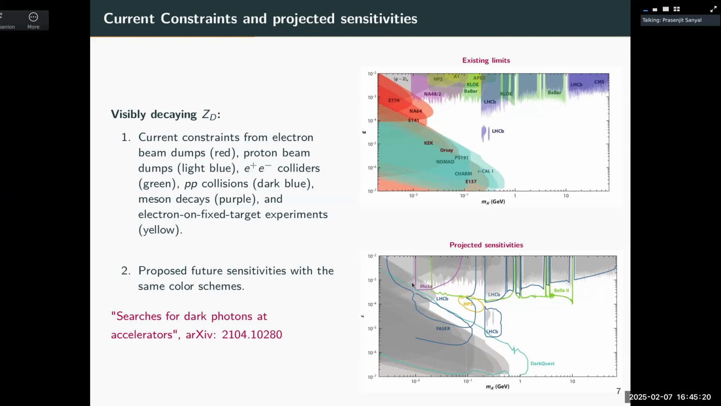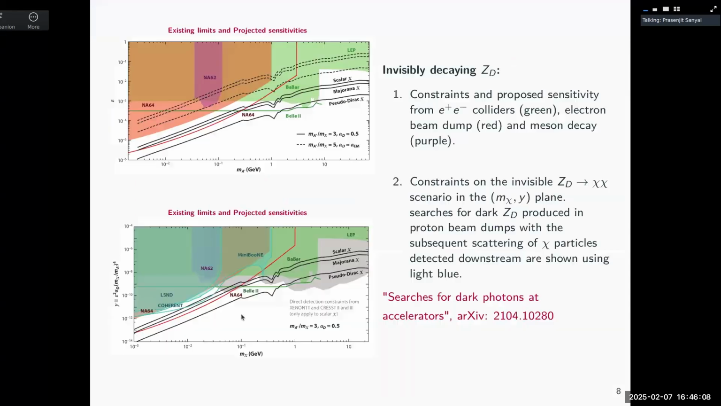Okay, so in the lower panel, we have the proposed future sensitivities with the same color scheme as above. For the electron collider, we have shown the exclusions coming from the Belle II experiment, and for the LHC, the sensitivity of LHCb is shown over here for the non-prompt decay modes, and this for the prompt decay mode. And for FASER, the sensitivity is given like this. And this is the future sensitivity for DarkQuest. This is the proton beam dump experiment. Okay, so these plots are taken from this reference. This is a nice review on the dark photon at accelerators. Okay, now let's talk about the invisibly decaying dark Z.